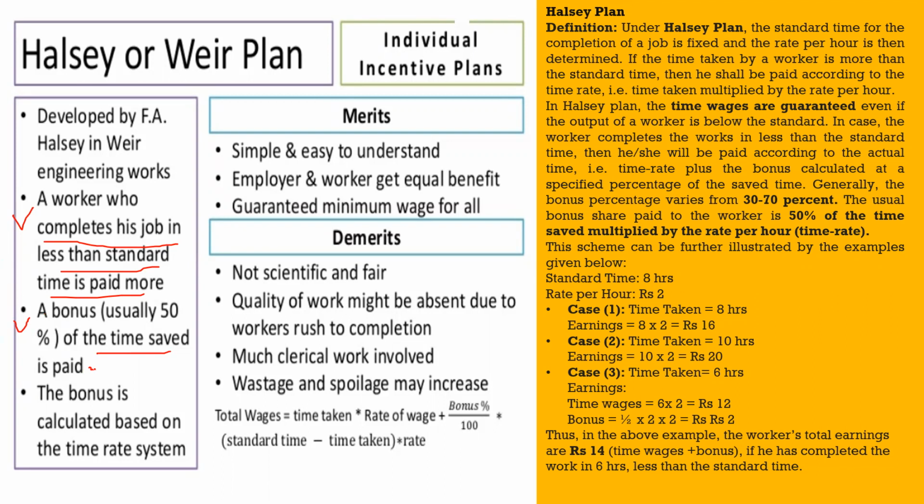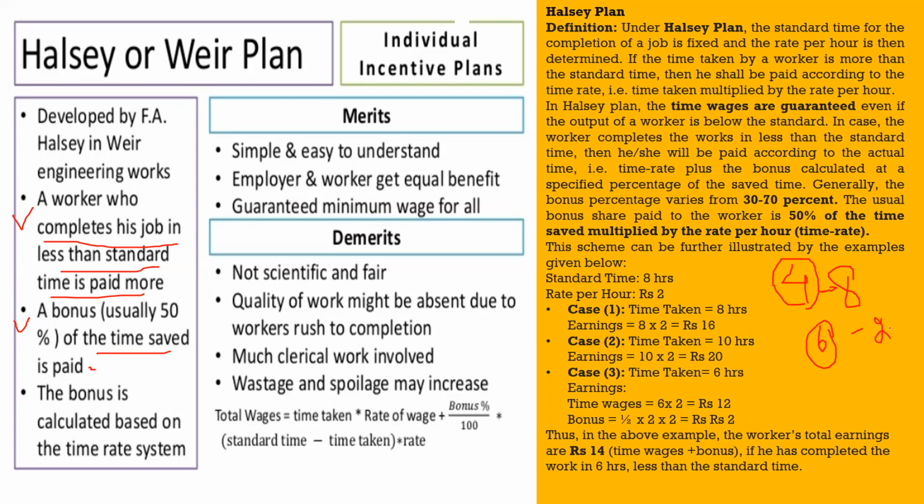Half of the time saved will be paid as a bonus. Assume that I have given you an assignment to write 4 assignments within 8 hours. As you complete writing those 4 assignments, you reach the target, but not by using the 8 hours. You completed that within 6 hours. So here you saved 2 hours of an organization's time.